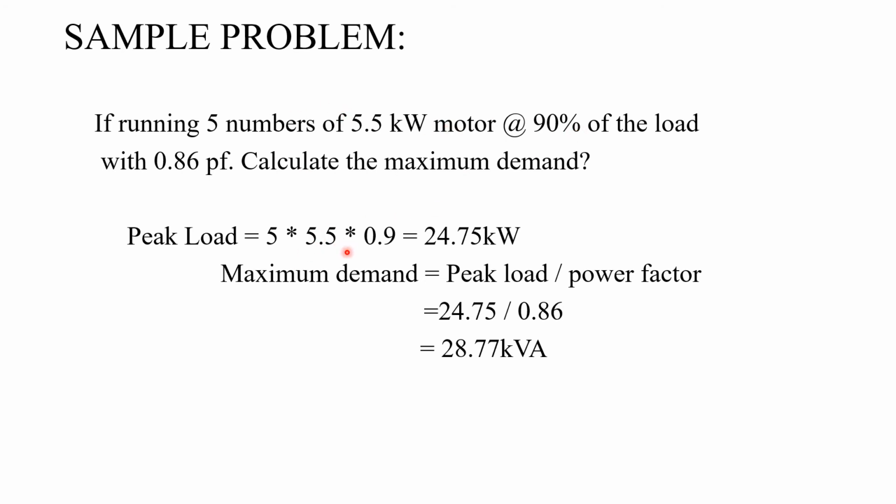So we know that maximum demand is equal to peak load in kilowatts divided by power factor. So we need to calculate the peak load in kilowatt. Here it is 5 numbers of 5.5 kilowatt motors with 90 percentage of the load. So peak load is equal to 5 into 5.5 into 0.9, which is equal to 24.75 kilowatt. That is the peak load in this question.